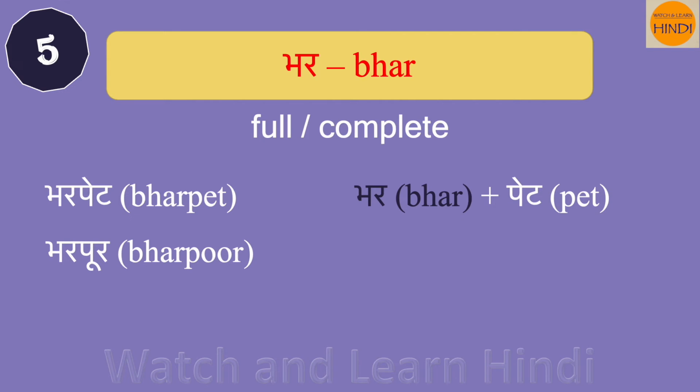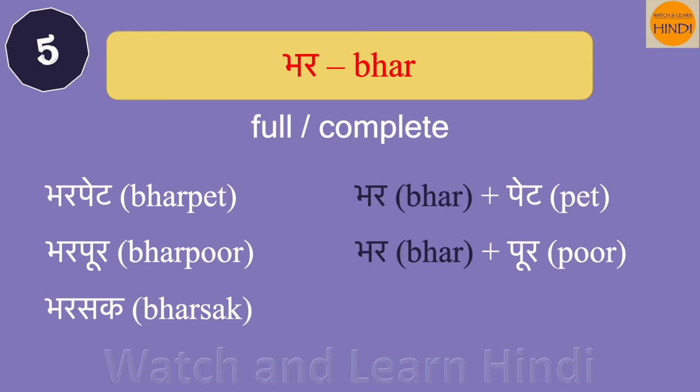Bharpur is bhar plus pur. The second part comes from pura, which means full or complete, so bharpur is equal to abundant. Bharsak is bhar plus sak, where the second part comes from sakna, that means to be able to do something. So bharsak is as much as possible or as far as possible. So bharsak prayatna will be as much as possible effort.